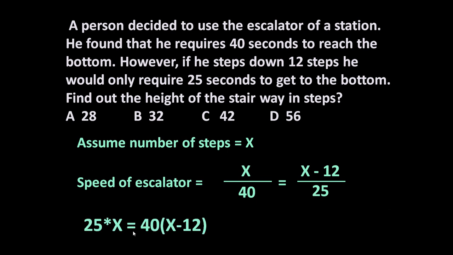So this is 25 into x is equal to 40 into x minus 12. Solving this equation, we get x is equal to 32. So the staircase consists of 32 steps.